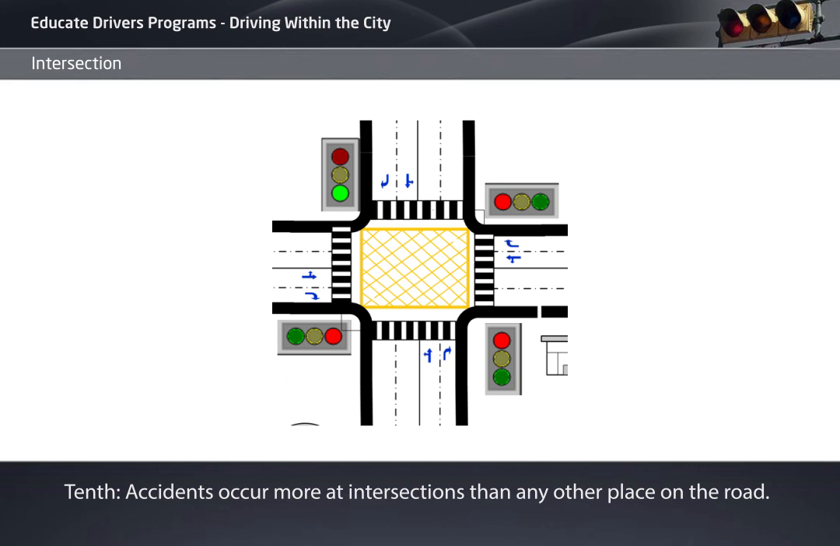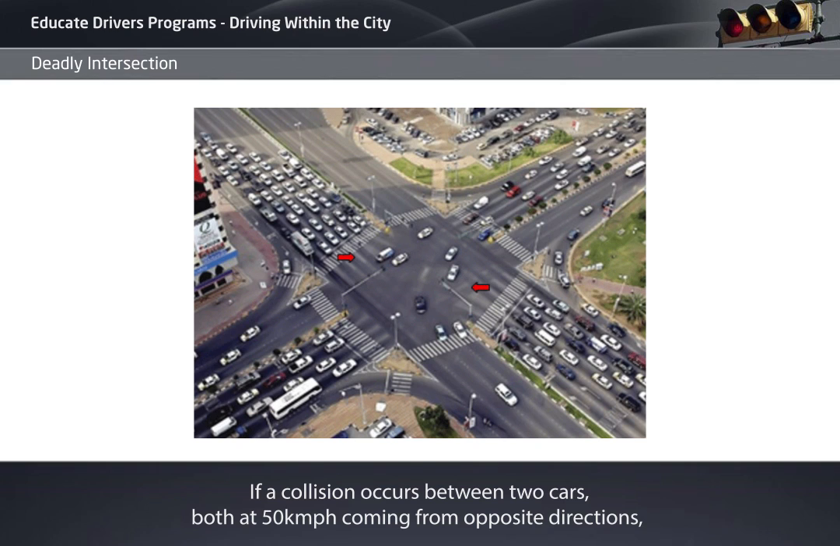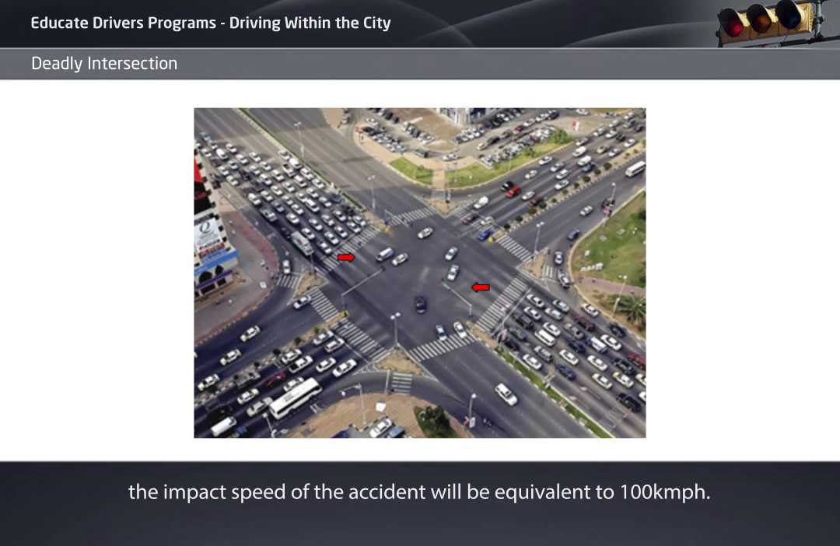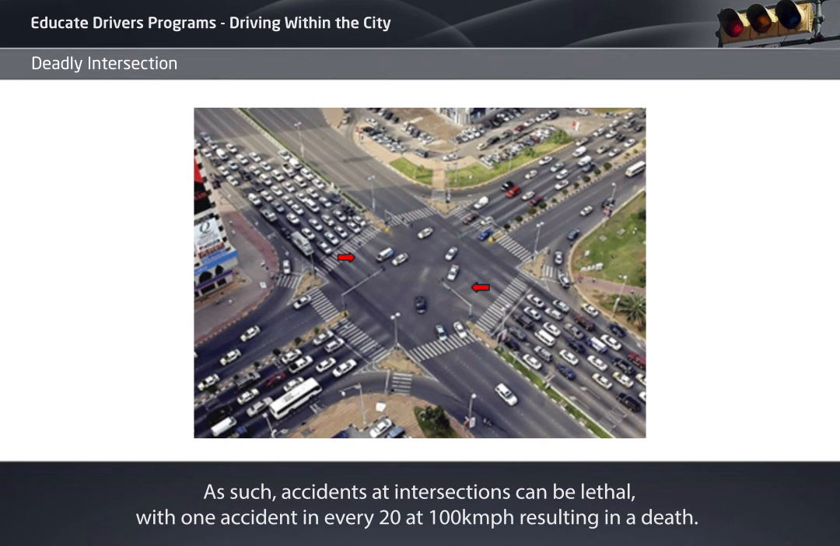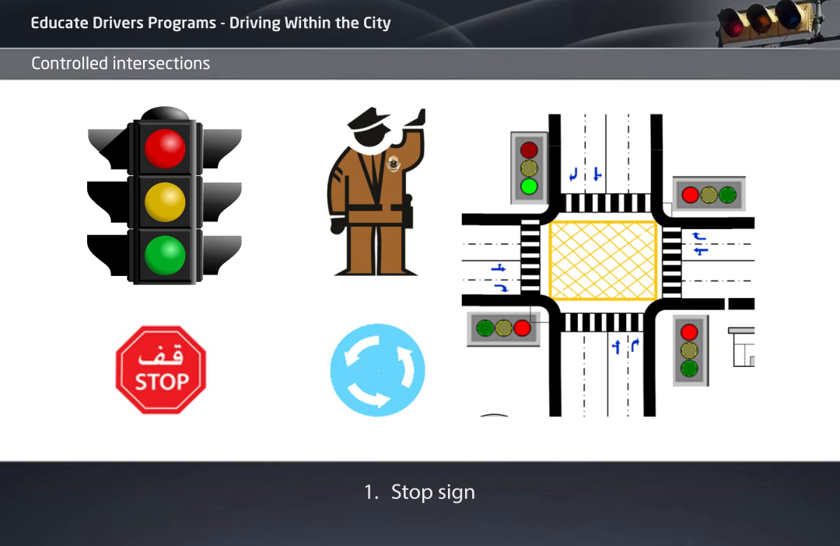10th, accidents occur more at intersections than any other place on the road. 11th, an intersection is where two or more roads meet with more than one direction of traffic. If a collision occurs between two cars, both at 50 km per hour, coming from opposite directions, the impact speed of the accident will be equivalent to 100 km per hour. As such, accidents at intersections can be lethal, with one accident in every 20 at 100 km per hour resulting in a death.